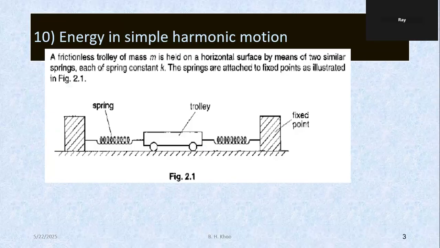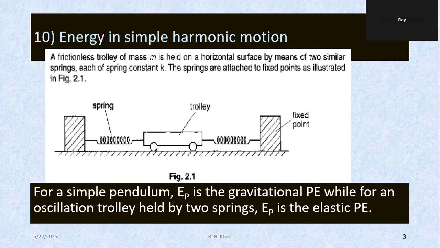Energy in simple harmonic motion. This is an example of simple harmonic motion. A frictionless trolley of mass m is held on a horizontal surface by means of two similar springs, each of spring constant k, and the springs are attached to a fixed point as illustrated. This is a partial question. For a simple pendulum, EP is the gravitational potential energy, while for the trolley held by two springs, EP is the elastic potential energy.